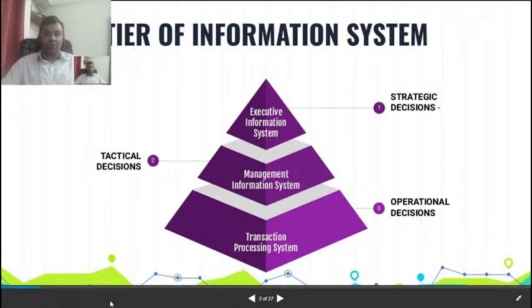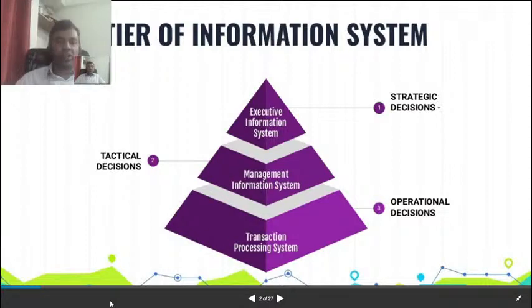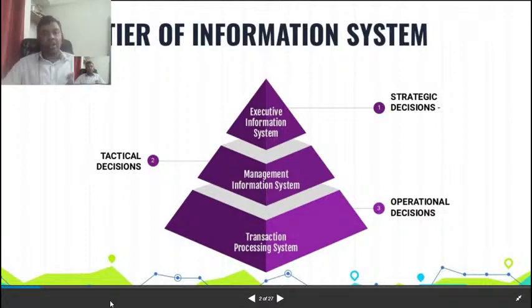So you are ensuring that the job of the operational level will be easier, so that you will reduce the number of complaints coming in. It is on the market. So what is an executive information system?